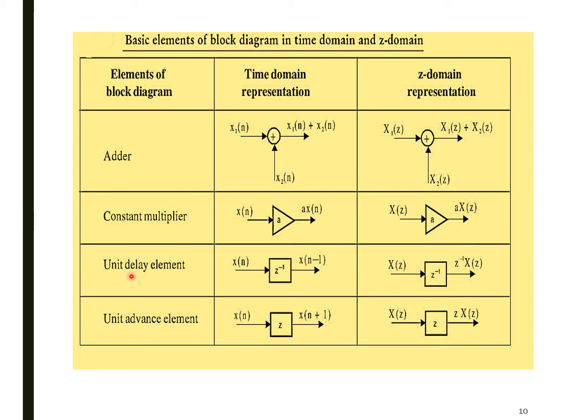Okay. So what is a unit delay element? Unit delay is one unit delay, z inverse. Okay, so x of n, when it is entering inside z inverse, it is a unit delay element.